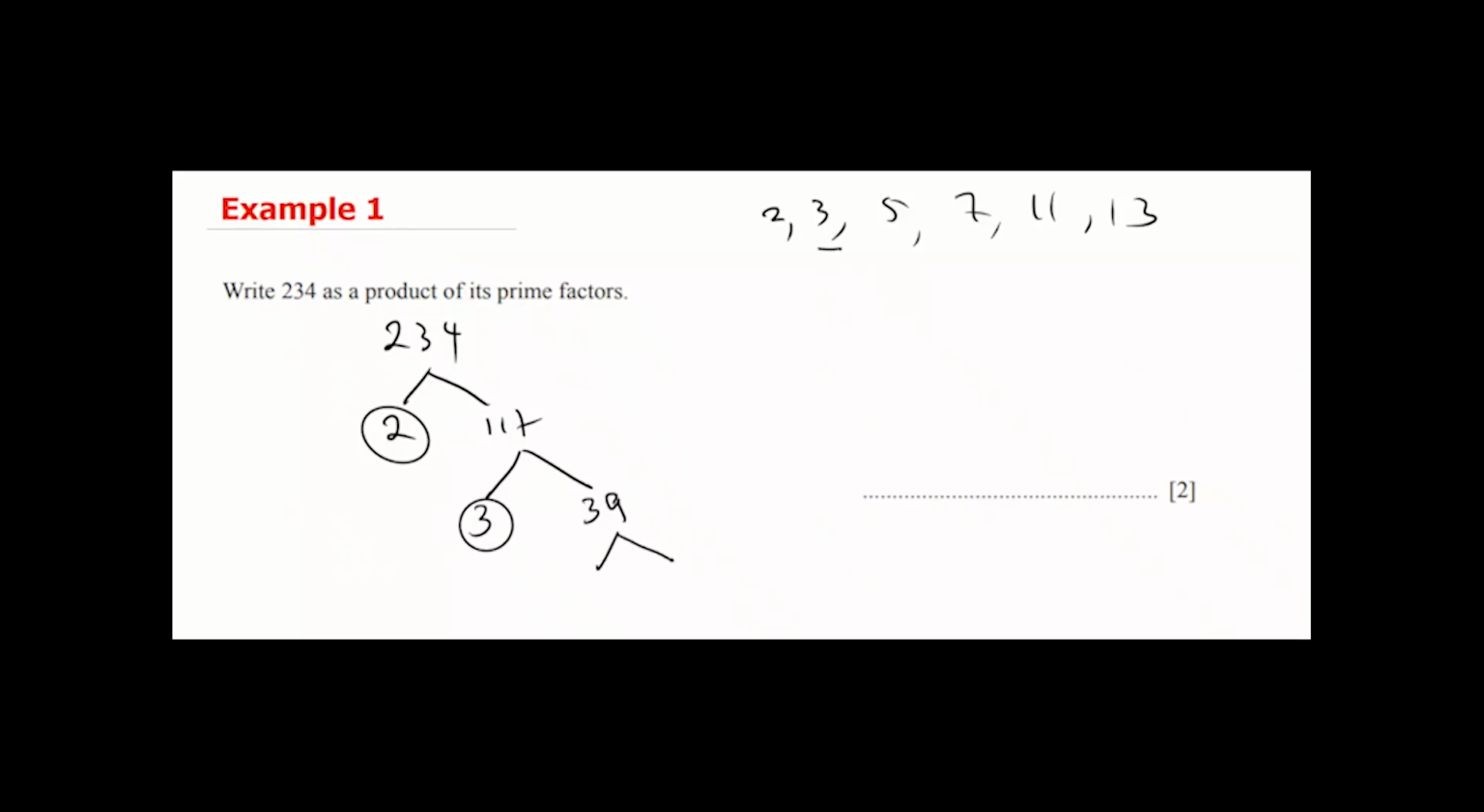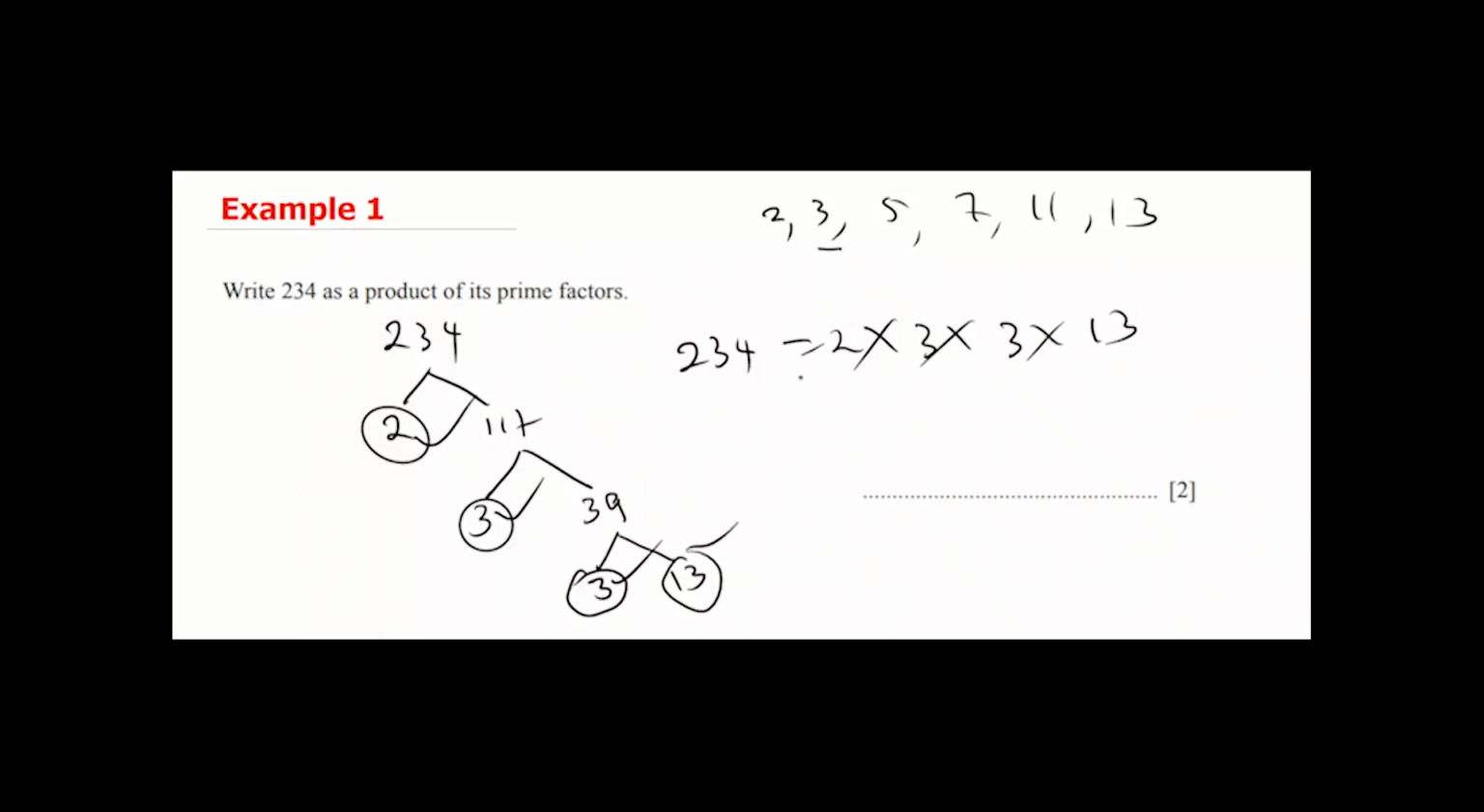So here, I need to make use of 39. Again, I have to break 39 into 2. Of course, 3 add 9 is 12. 12 is divisible by 3, so that means 39 is divisible by 3. I can say 3 and what again? 3 and 13. So that is what I'm going to have. Here this is a prime number, this is a prime number, so that means 234 as a product of its prime factors will be this times this times this times this. So this is in ordinary form.